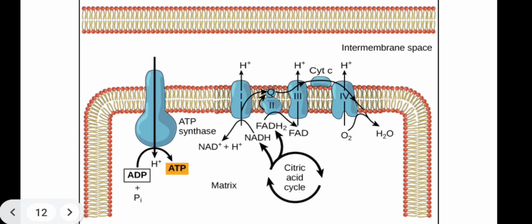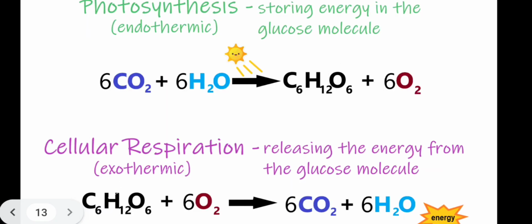This is an illustration of the electron transport chain. This is the equation for cellular respiration. As you can see, it is the photosynthesis equation, but flipped.